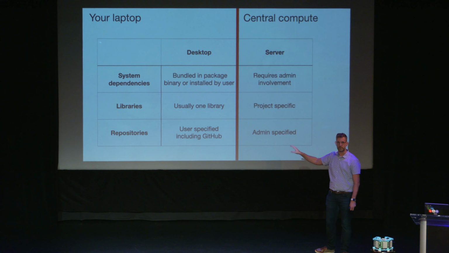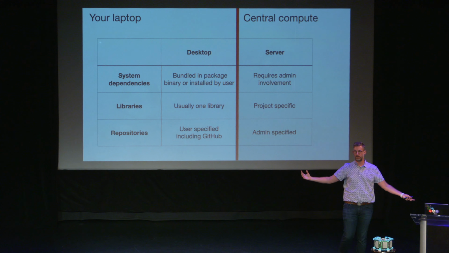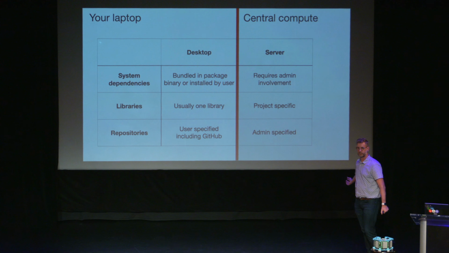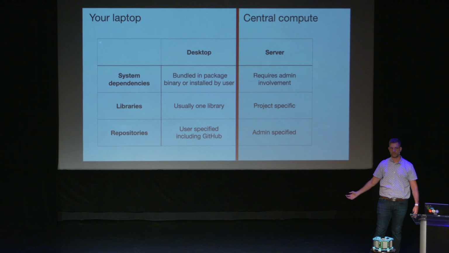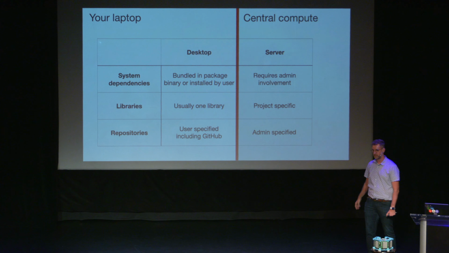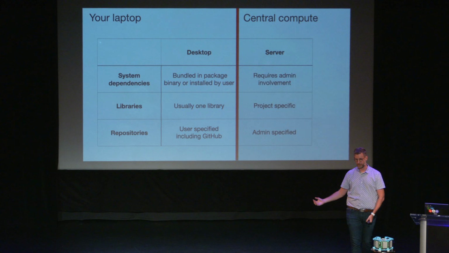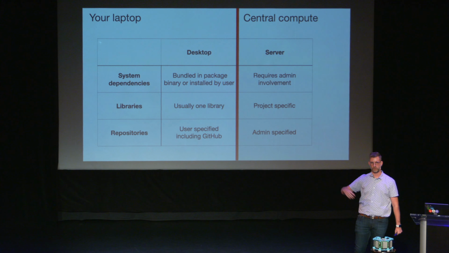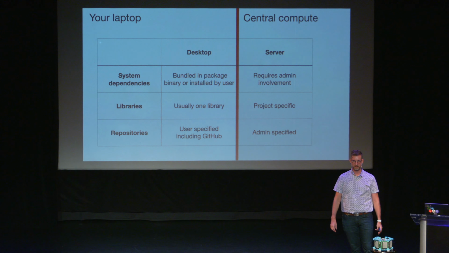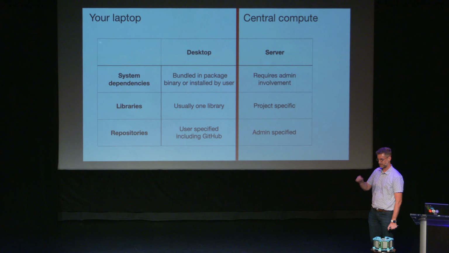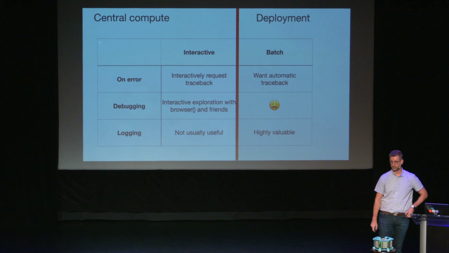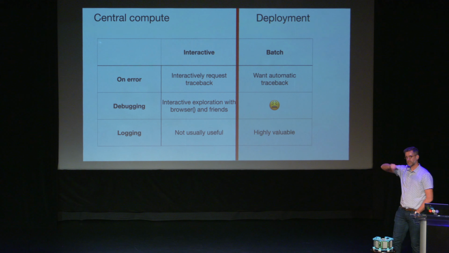On your laptop, you typically just install all of your R packages in one library. Obviously on a shared server, you're going to have lots of different libraries because not everyone's going to agree on that. Similarly, it's the Wild West on your laptop. You install packages from GitHub, from CRAN, from Bioconductor, from some random site you found on the internet. Hopefully on your central compute, that's going to be a little bit more locked down. So that was the transition from your laptop to central compute.